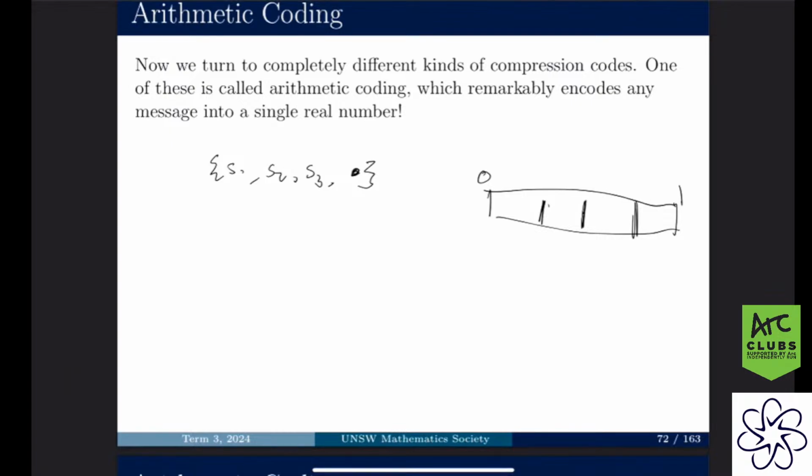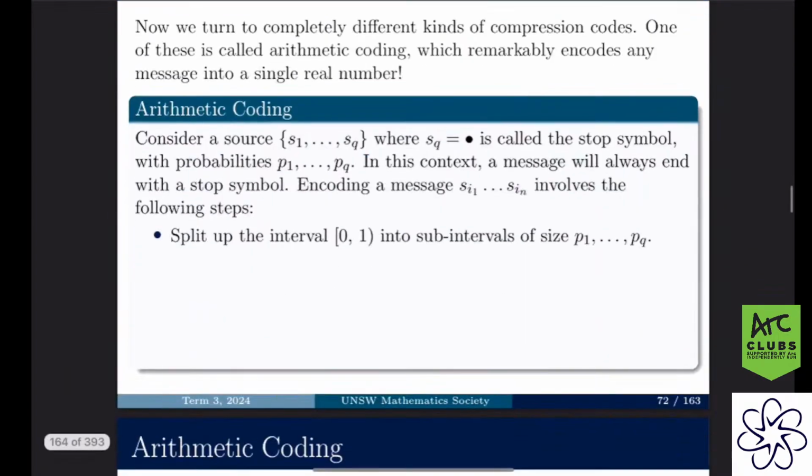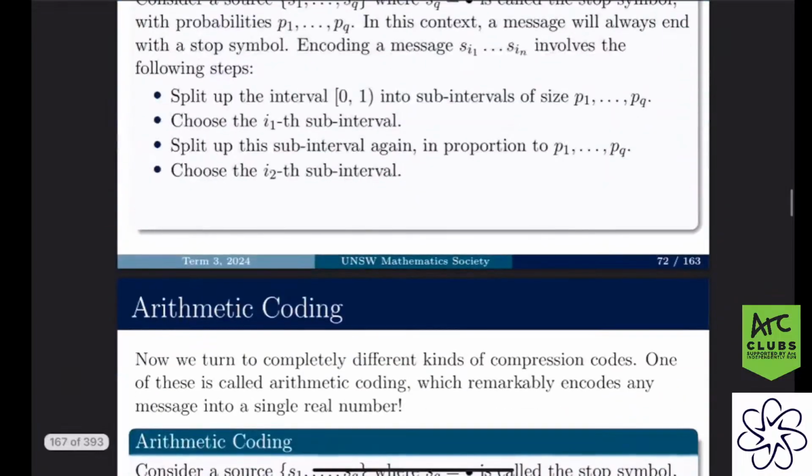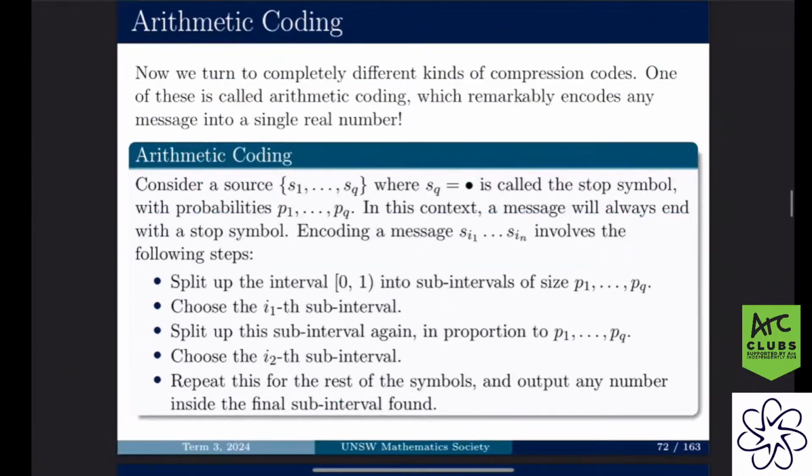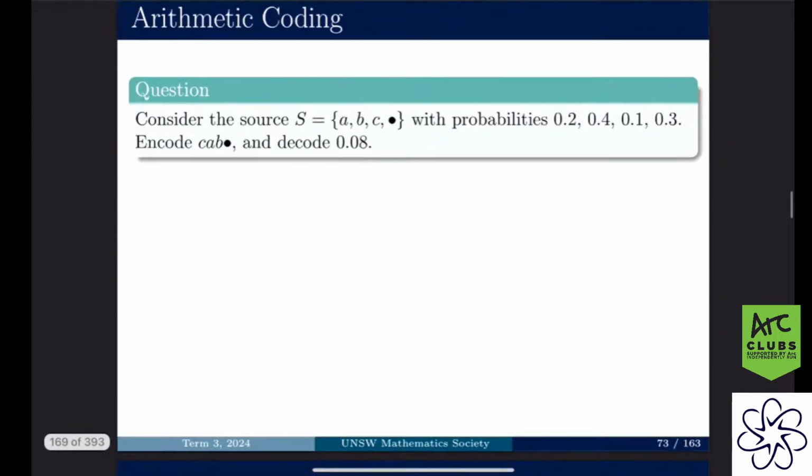And then that'll be the first part of our message, and then we will continue to subdivide intervals. Again, kind of hard to explain, way better to see an example. All right, just going to stop here in case anyone wants to pause the recording and have a look at what the actual definition is. But let's do an example.